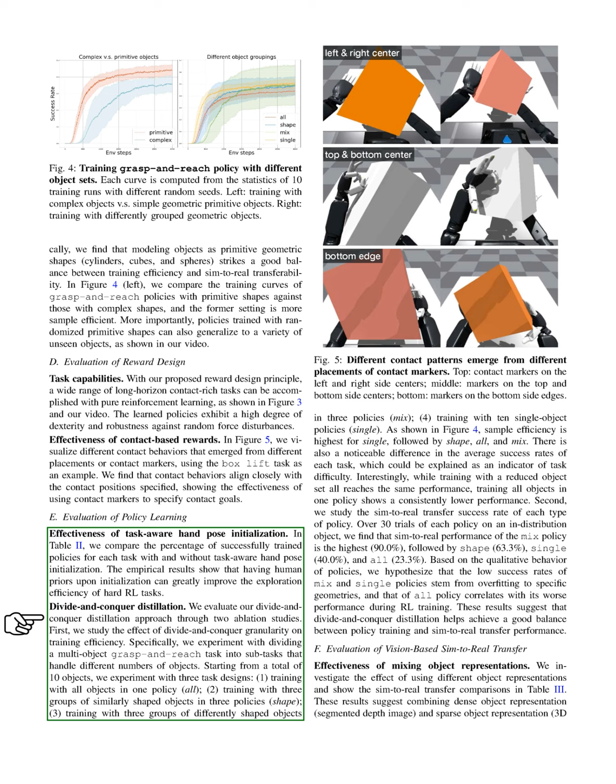Our experiments reveal that training with single object policies yields the highest sample efficiency, while training all objects together results in lower performance. We also observe that the mix policy achieves the best sim to real transfer success rate, suggesting that overfitting to specific shapes may hinder performance in other setups. Lastly, we investigate the effectiveness of combining different object representations for vision-based sim to real transfer. Our results indicate that using both dense and sparse representations improves transfer success, especially as the importance of full object geometry increases.